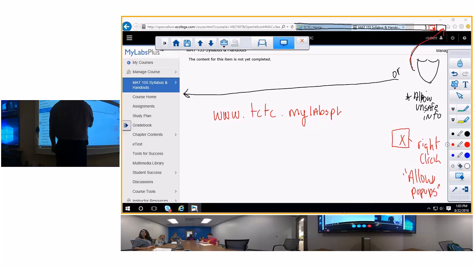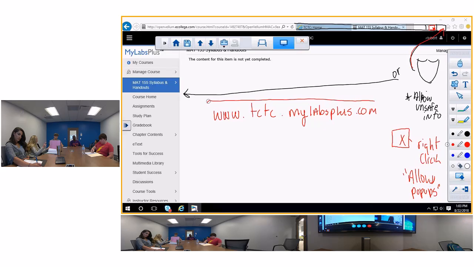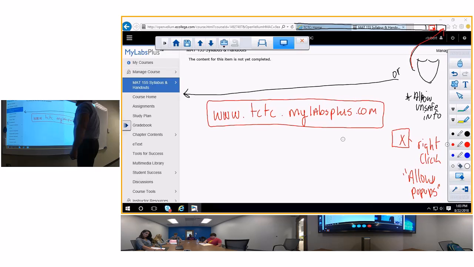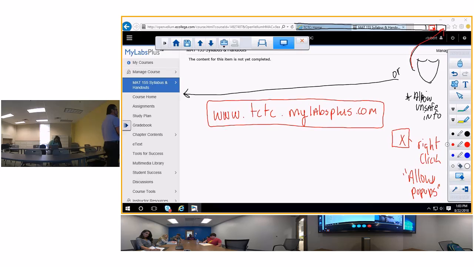www.tctc.mylabsplus.com. Write that down. That website, you need to save it as a desktop. And when you save that as a desktop, you can bypass, what's it called, Blackboard. You can bypass Blackboard, which is down half the time anyway. You can bypass that, and you can go directly to your website.